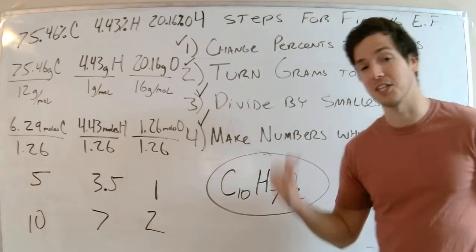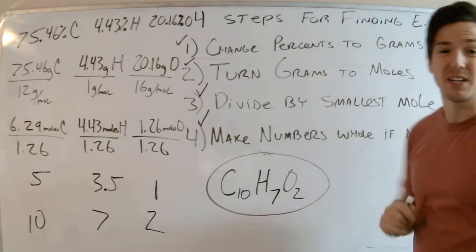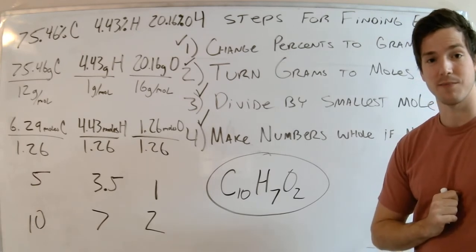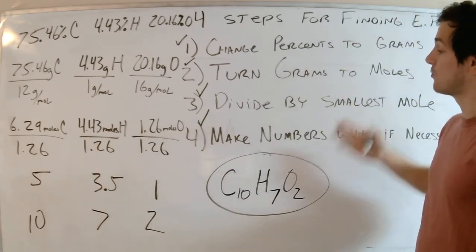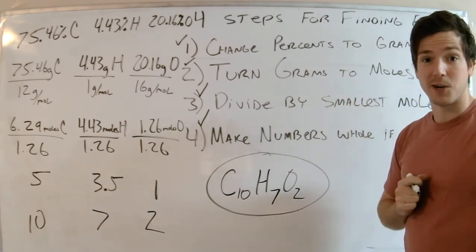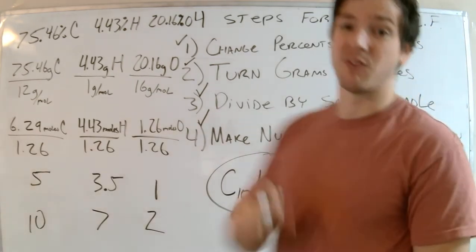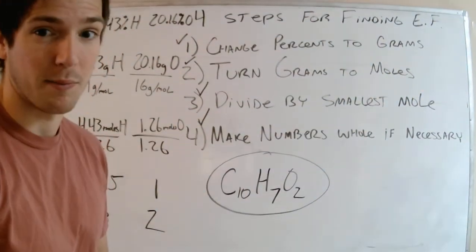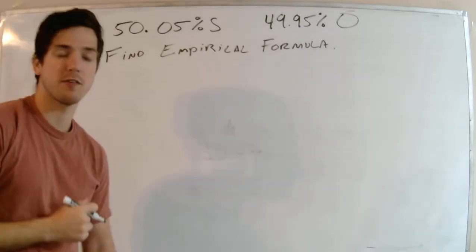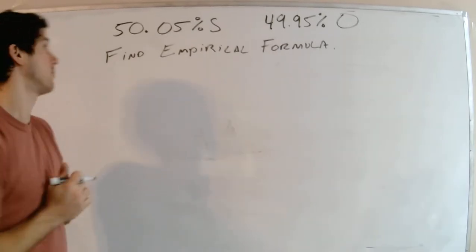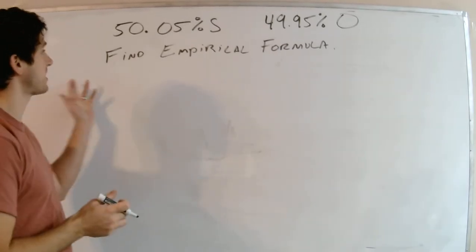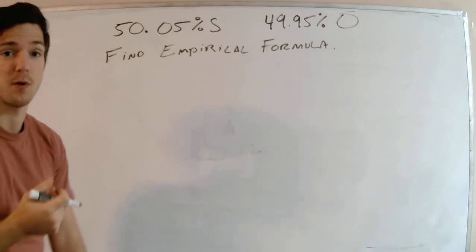It's long, it's drawn out, but it's pretty simple once you get some practice with it, okay? So again, we're following these 4 steps. We're going to go ahead and do another example here, and then we'll eventually get into molecular formula. All right, everyone. Here's another problem where I have been given percentages and it says find empirical formula.